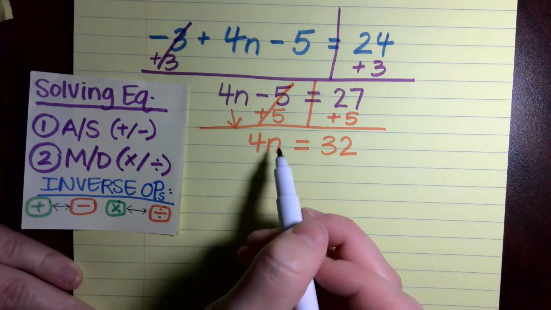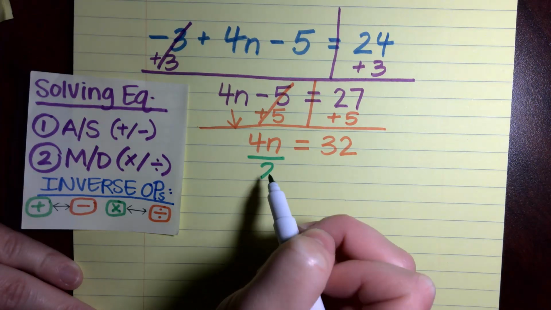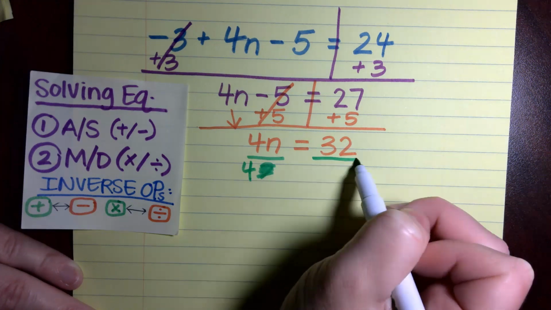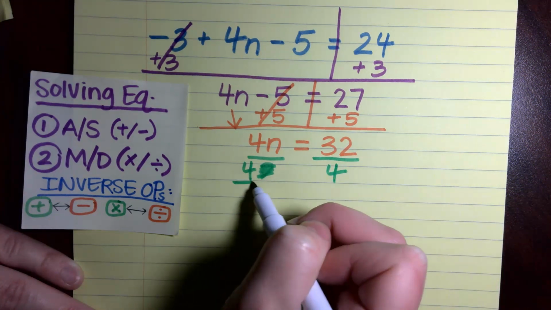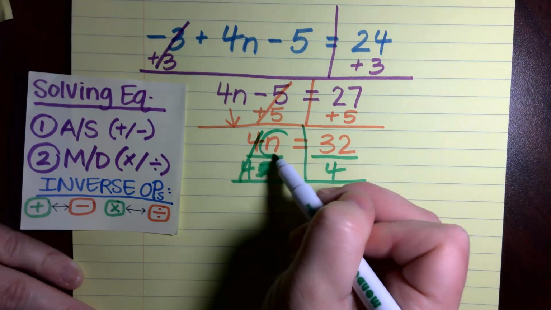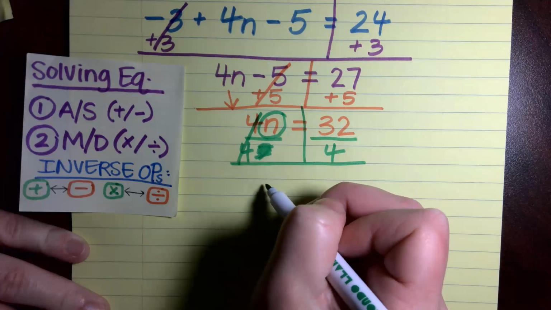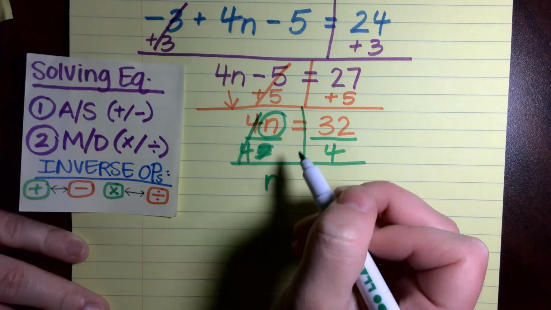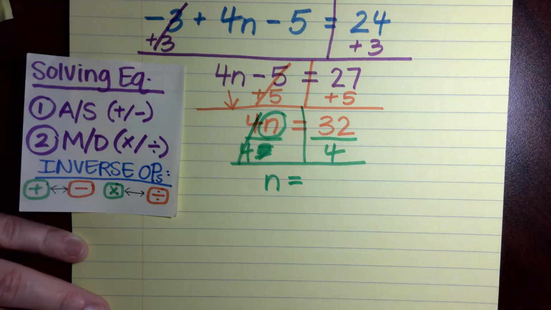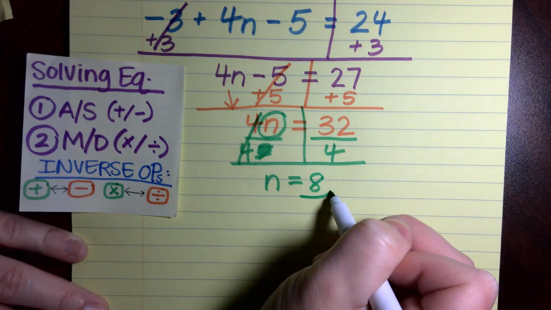We want to use our inverse operations. If I see a multiplication problem, to get rid of it, I divide. Oops, I don't know why I wrote 2. 4. Dividing by 4 on both sides. Because I'm trying to get n by itself. So my 4's cancel, and then I'm going to get n equals, what is 32 divided by 4? 8. Very good. All right.